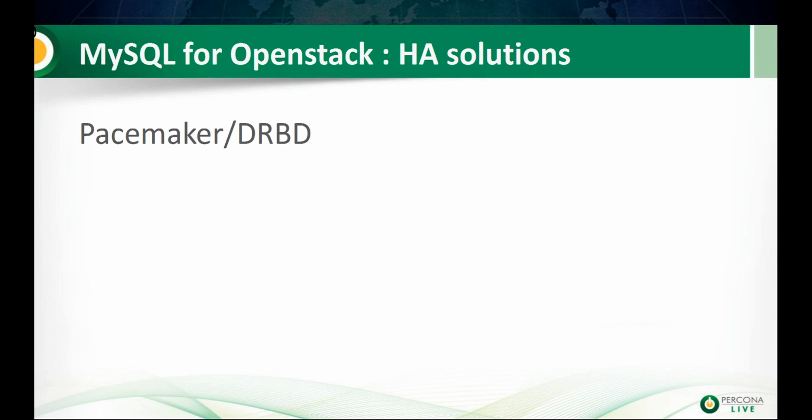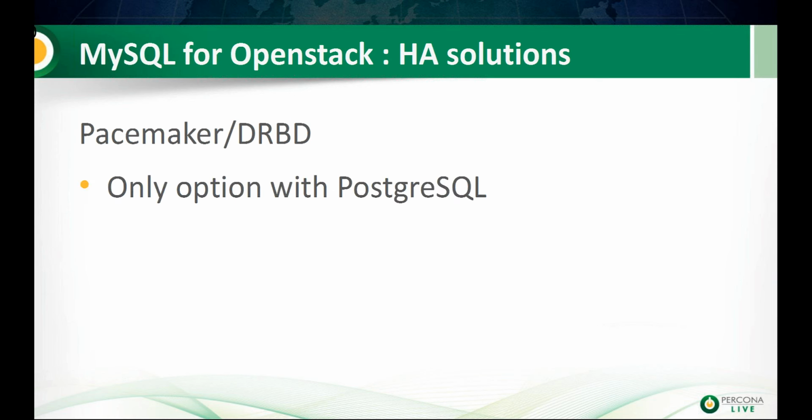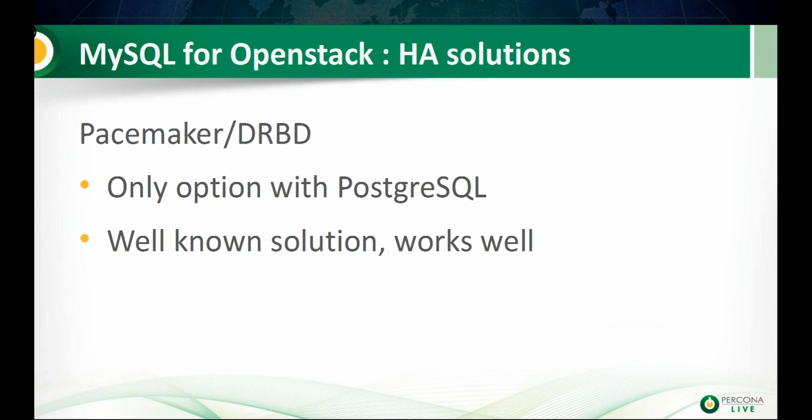Okay, another one that would work perfectly well is Pacemaker DRBD. It's the old solution of a shared disk that works. I think my first setup like that was in 2000, so it's many years ago. I'm not an expert in PostgreSQL, but I believe it's the only solution with PostgreSQL that gives HA, and that's what SUSE is using in their cloud manager for OpenStack. Like I said, it's a well-known solution. It's been there since the beginning of the world. It works well.